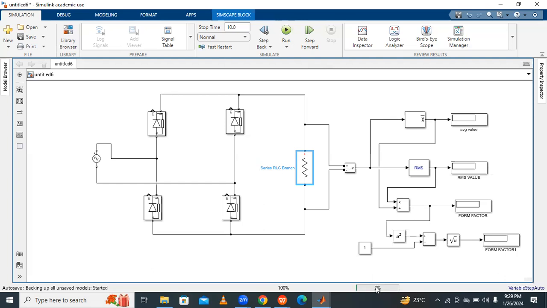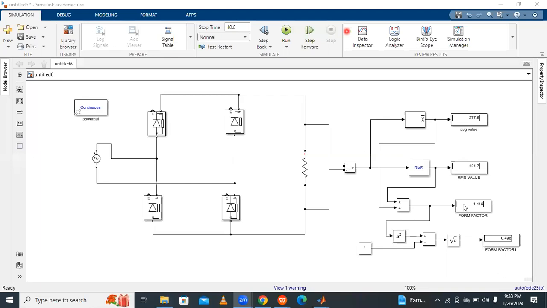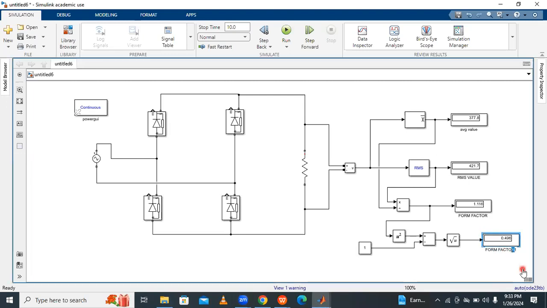It will take some time. It's compiling. Then after that, you will get the results: RMS value, average value, form factor, peak factor. Average value is 377.8. RMS value here is 421. Form factor is 1.11, and ripple factor is 0.496.